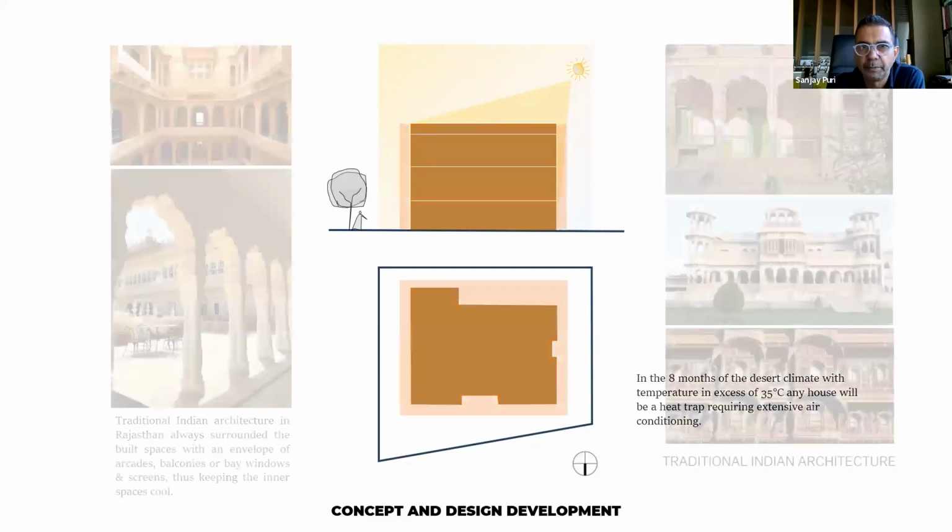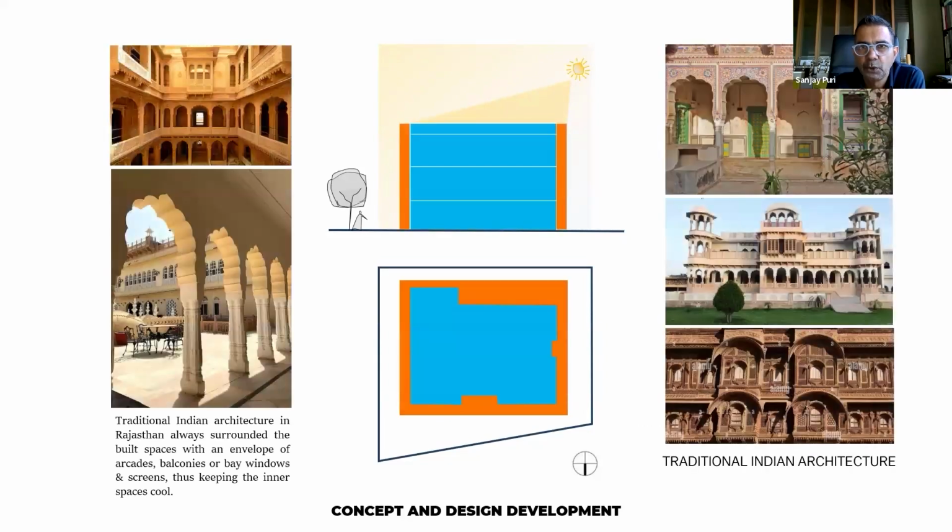So, with those parameters, we started looking at a different aspect of traditional architecture, where arcades were used to reduce the heat gain into the buildings. You look at all these images on the left and the right, there are arcades around each space which reduce the heat completely. At the same time, they create a cool space to walk around.